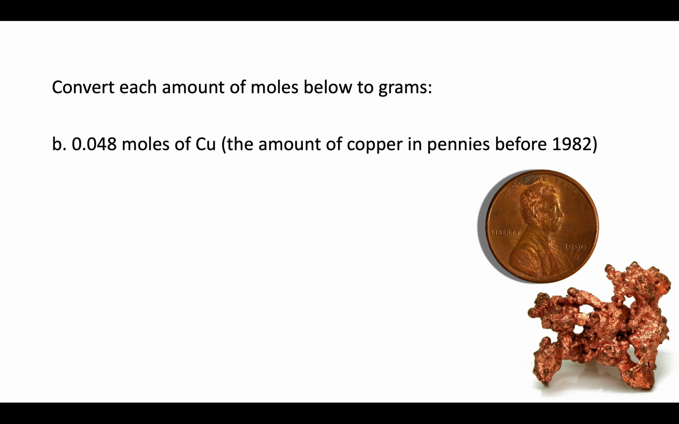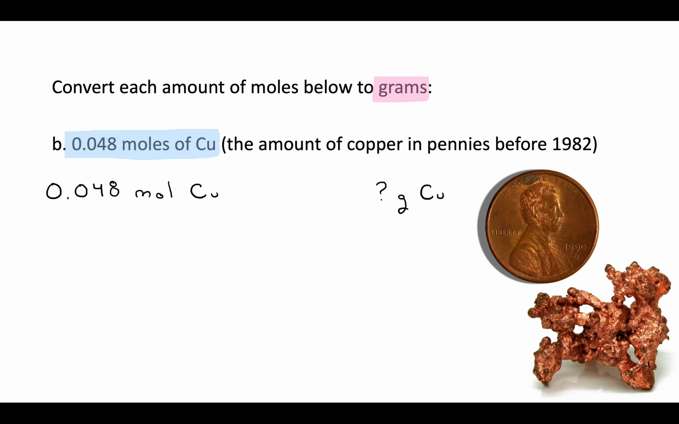All right, next. They want us to find the grams in 0.048 moles of copper. And that's about the amount of copper that was in pennies before 1982. After 1982, they made the inside of a penny zinc, and they only put copper on the outside. These days, it costs more to make a penny than a penny is worth in terms of the metal that makes it up. All right, so the unit they want is grams of copper, and the number they're giving you is 0.048 moles of copper. So that's what we have to work with.